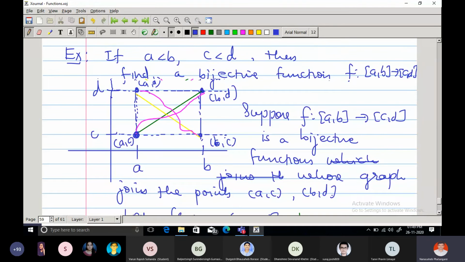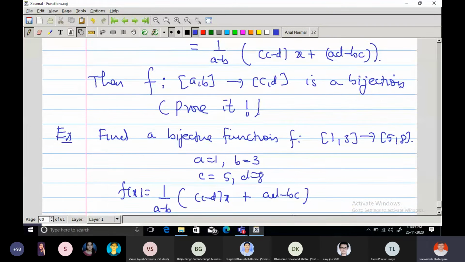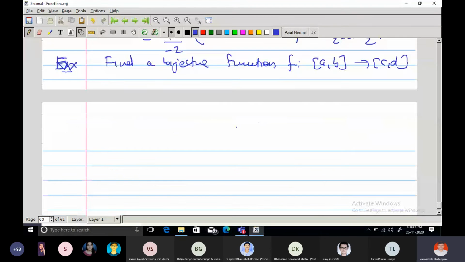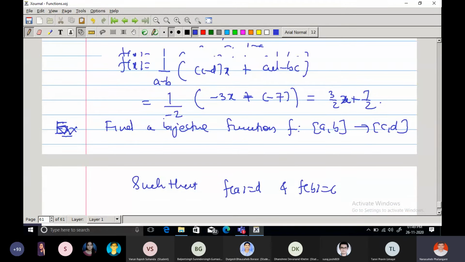Correct. Find a bijective function f from AB to CD such that f of A is equal to D and f of B is equal to C. Right, means what? Graph will be the yellow line. Yellow line means the value of the function at A is D and the value of the function at B is C. This is another way. Right, so in this exercise you do the same process and try to find the function.